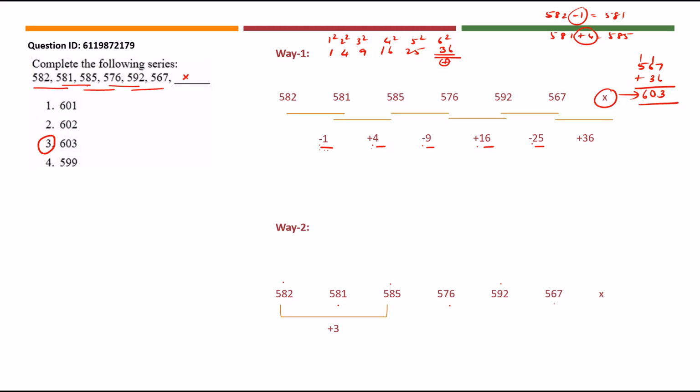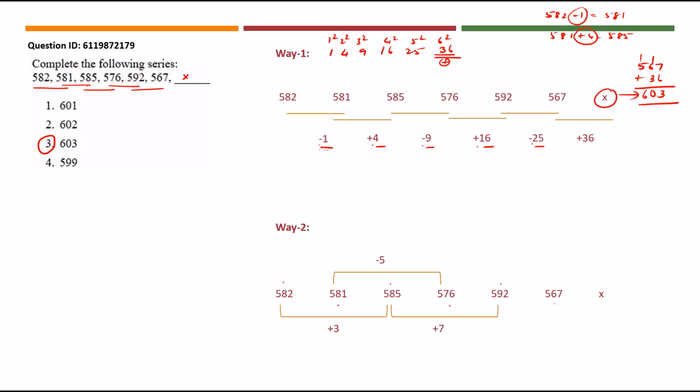582, 581, 585, 576, 592, 567 and x. Here we will work with the alternative terms. 582, 585, 592 is in increasing series. 581, 576, 567 is in decreasing series. So let's see the increasing series here. 582 plus 3 will give you 585. What is 581 minus 576? It is minus 5. What about 585 and 592? It is plus 7. Only when you add 7 to 585, you will get 592.